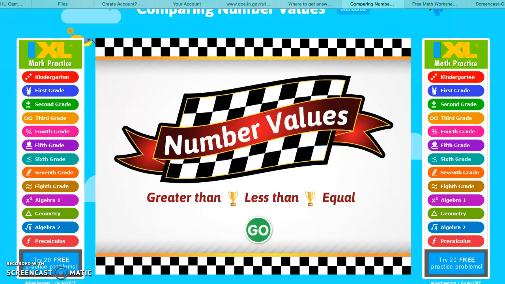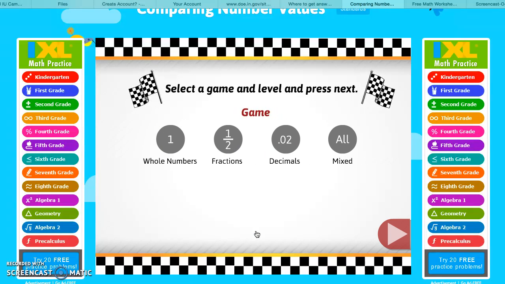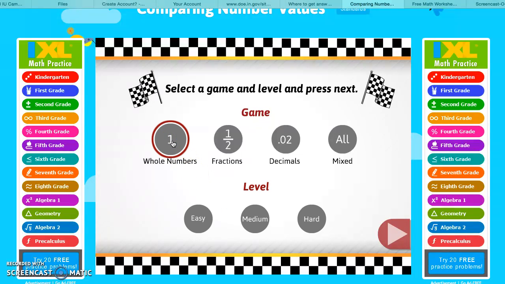So this is the Raceway game. Number values. We're going to press go. Select a game and level and press next. And since we're just working with whole numbers, we're just going to do the first one. And then we are going to go to medium level because that's what the hundreds are.